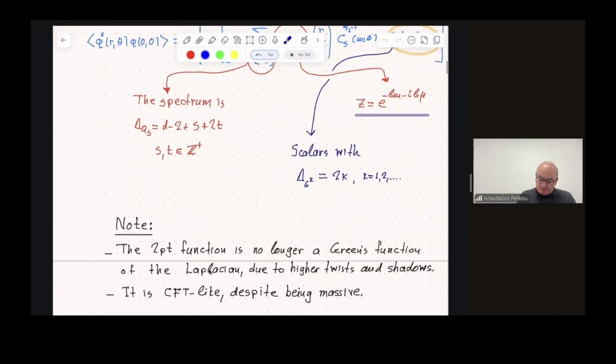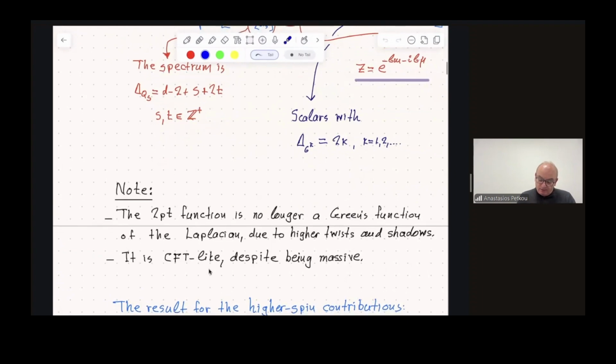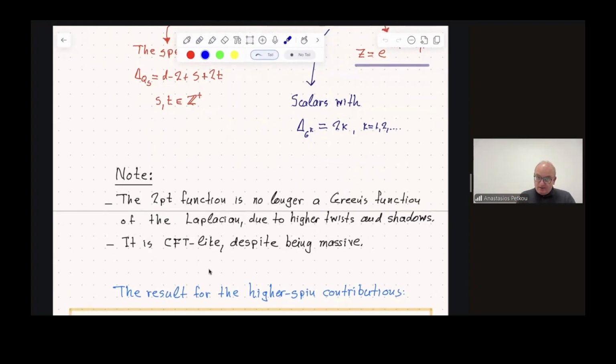Now, notice that the 2-point function is no longer a Green's function of the Laplacian, due to the presence of higher twist and shadows. So this is an interesting observation, and probably has some deeper meaning, which we need to understand.